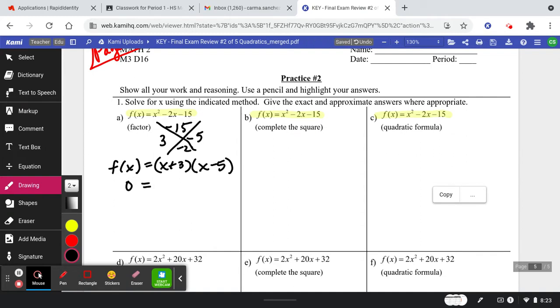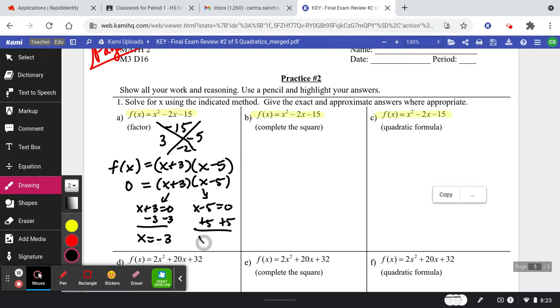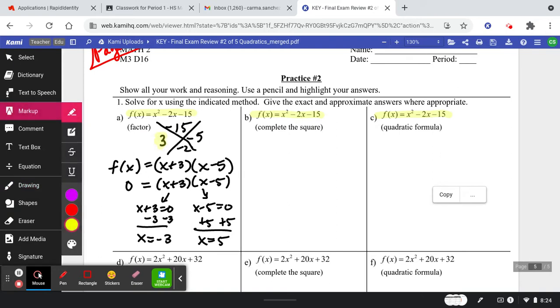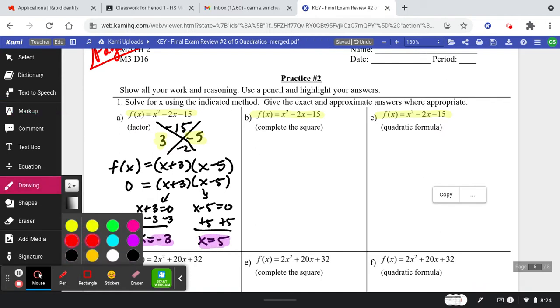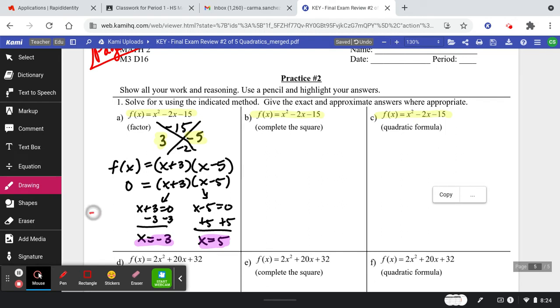Now I need to set it equal to 0 in order to solve by the zero product property. If these multiply to give me 0, then one or both need to be 0. So I'm getting solutions of x equal to negative 3 and positive 5. Remember that if my factors are positive 3 and negative 5, then my solutions are the opposite, negative 3 and positive 5. Now when I just solved this quadratic, what did I just find?